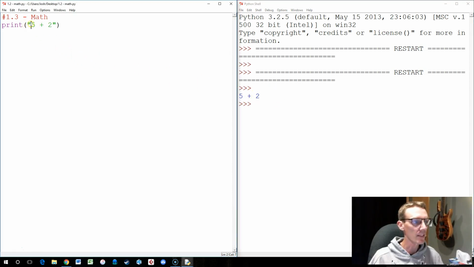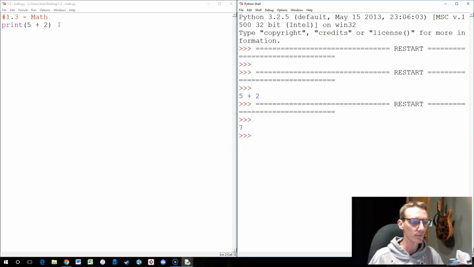Well, the problem is we have this 5 plus 2 in quotes, so we're going to take them out of quotes. Because remember, inside those quotation marks, it thinks that's a string. It's literally just going to print 5 plus 2, and we actually wanted to do the 5 plus 2 and print that to the screen. So let's run this one more time, see what it gives us. 7, because we know that 5 plus 2 is 7. So we can have adding.